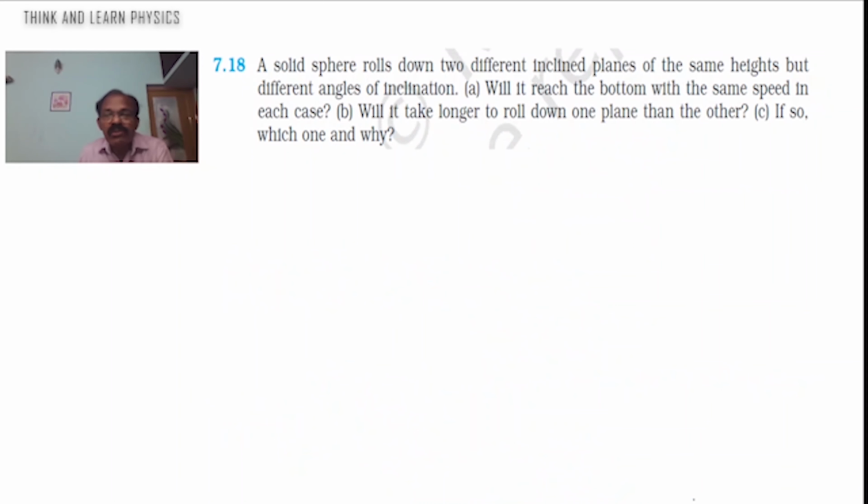A solid sphere rolls down two different inclined planes of the same heights but different angles of inclination. A. Will it reach the bottom with the same speed in each case? B. Will it take longer to roll down one plane than the other? If so, which one and why? Now to understand the situation, let us draw two diagrams. The diagrams will be as shown.